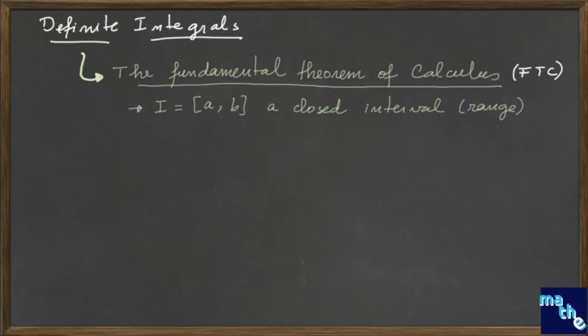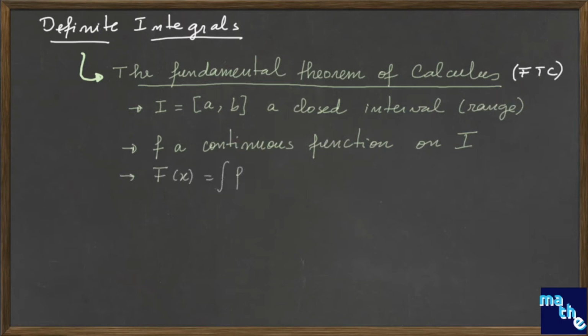First, we need to have a closed interval or a closed range of the form [a, b]. Then, we need to prove that the function that we want to integrate is a continuous function on this range. And finally, we need to obtain an antiderivative of the function f.